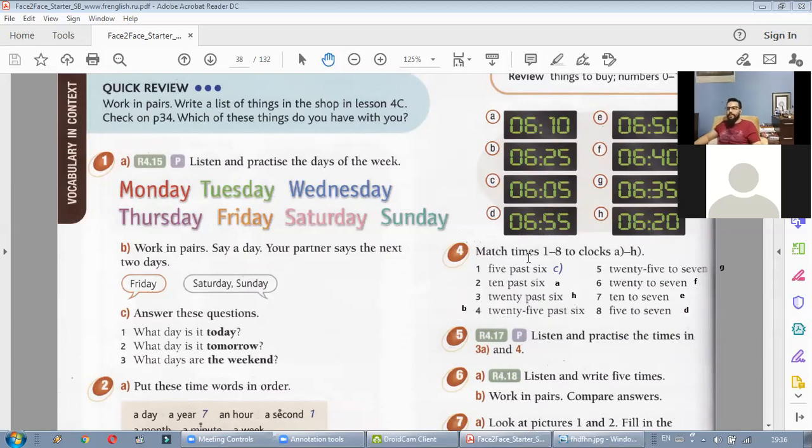Okay, so this is how we talk about time. I'm going to say them again, listen and practice. So I'm going to read them again and you can practice them again, okay? 5 past 6, 10 past 6, 20 past 6, 25 past 6, 25 to 7, 20 to 7, 10 to 7, 5 to 7.